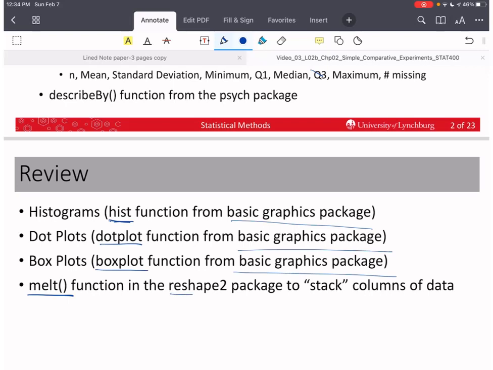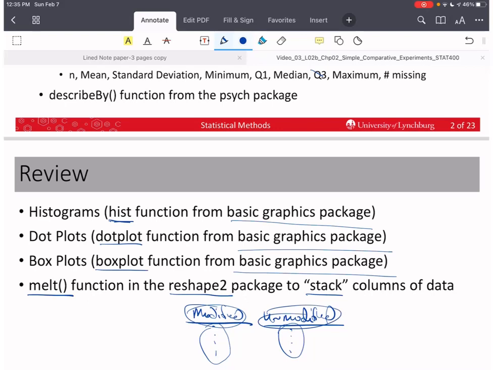In order to do some of these calculations, it was nice to be able to use the melt function in the reshape2 package to basically stack the columns of data on top of each other. So we had the modified data here, and we had the unmodified data here, and these were tension bond strengths in kilogram force per centimeter squared. And we were able to, using the melt function, just combine them and stack them into one variable.